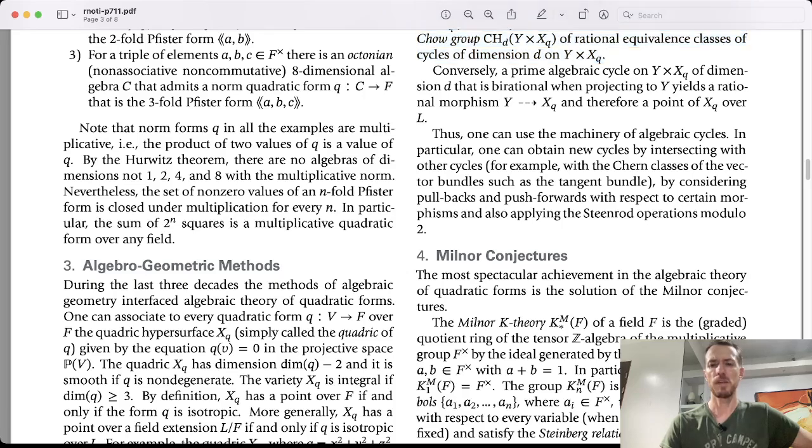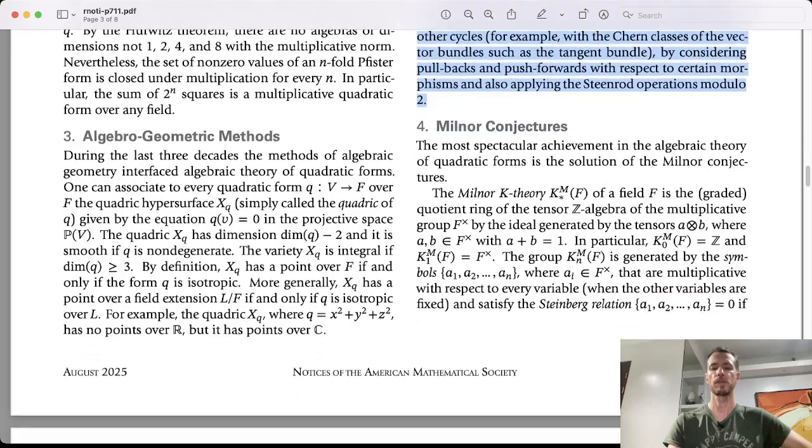Conversely, a prime algebraic cycle on Y cross X_Q of dimension d that is birational when projecting to Y yields a rational morphism Y to X_Q and therefore a point of X_Q over L. Thus, one can use the machinery of algebraic cycles. In particular, one can obtain new cycles by intersecting with other cycles, for example, with the Chern classes of the vector bundle, such as the tangent bundle, by considering pullbacks and pushforwards with respect to certain morphisms, and also applying the Steenrod operations modulo 2.